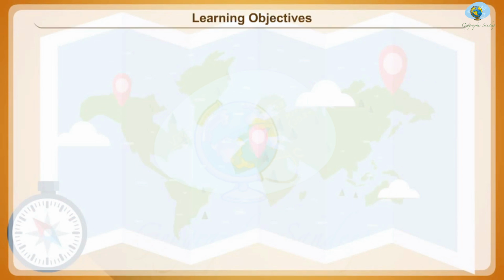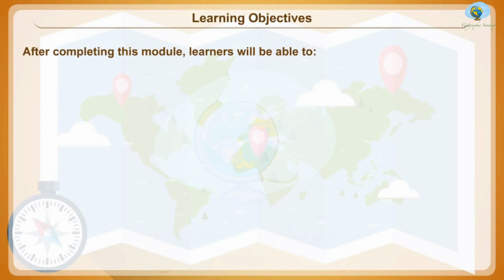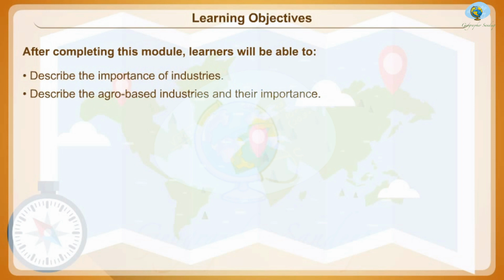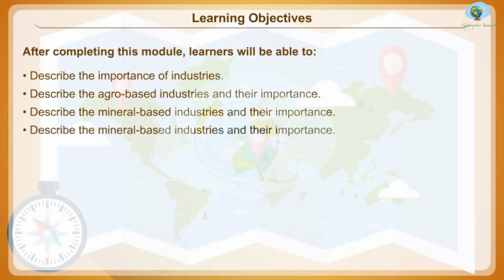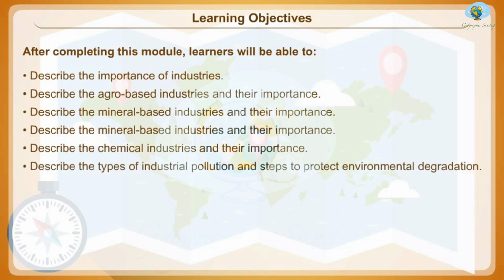Learning objectives. After completing this module, learners will be able to describe the importance of industries, describe the agro-based industries and their importance, describe the mineral-based industries and their importance, describe the chemical industries and their importance, describe the types of industrial pollution and steps to protect against environmental degradation.